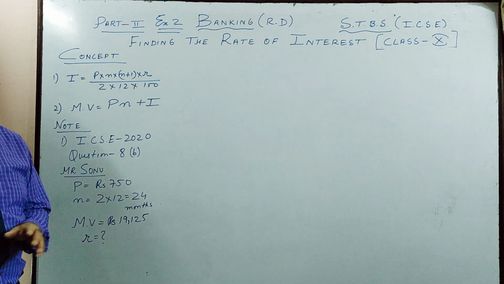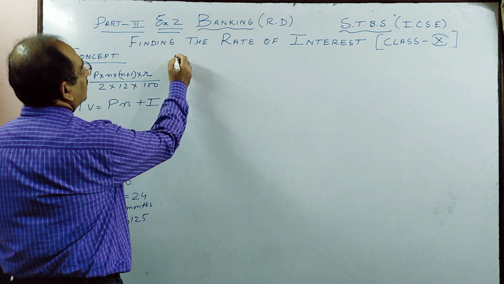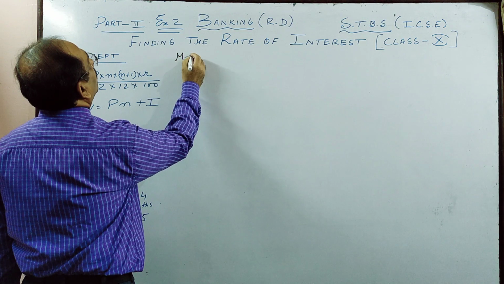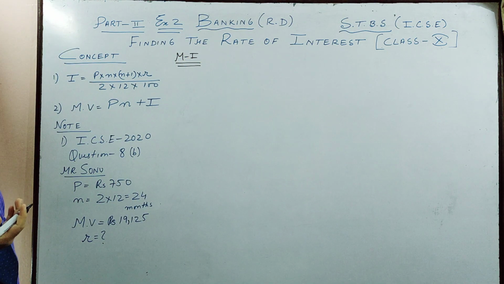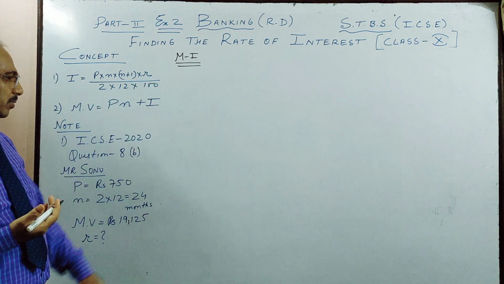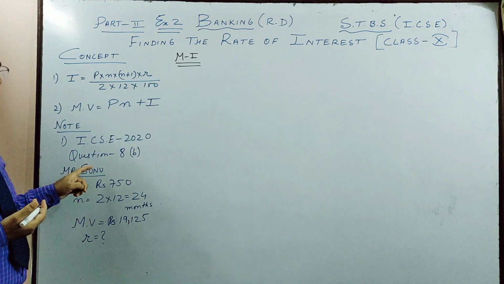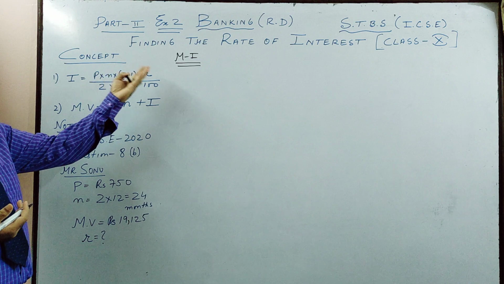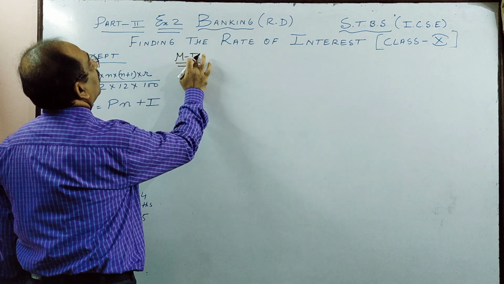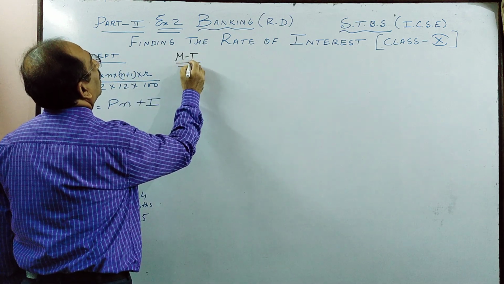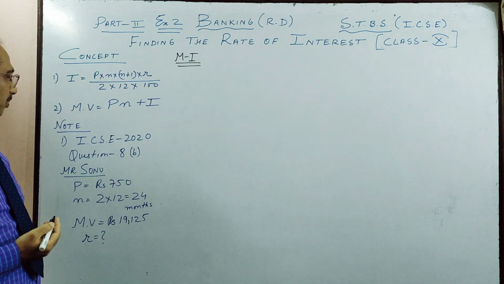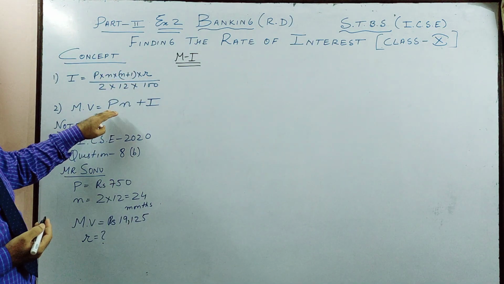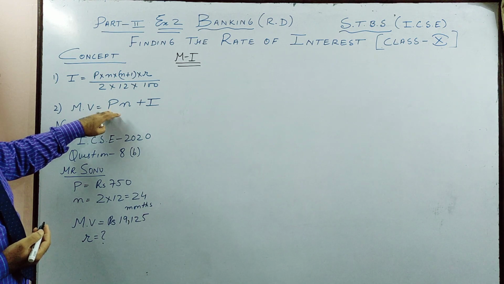Here I will have 2 methods. This sum I am going to do by method 1. Both are ultimately the same, children. When I do the next sum I will use another method, but it is the same thing: rate of interest we will find by 2 methods. Here first I will start with formula 2.